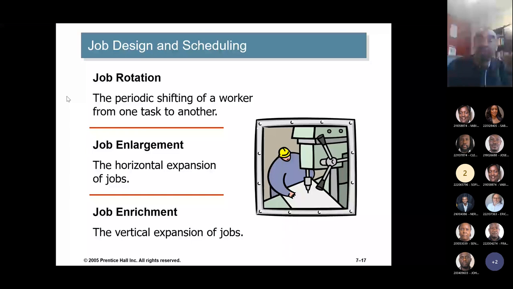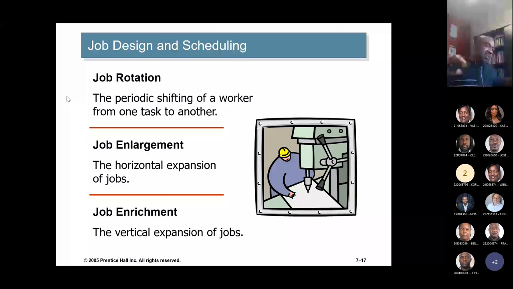Can you see? So when workers move from one place to the other, they gather different skills instead of working in one particular place. So job rotation is the periodic shifting of a worker from one task to another. Then the next one is job enlargement. Job enlargement is, of course, the horizontal expansion of a job. Horizontal, like I told you, is the lateral relationship, which is from equal department to equal department.